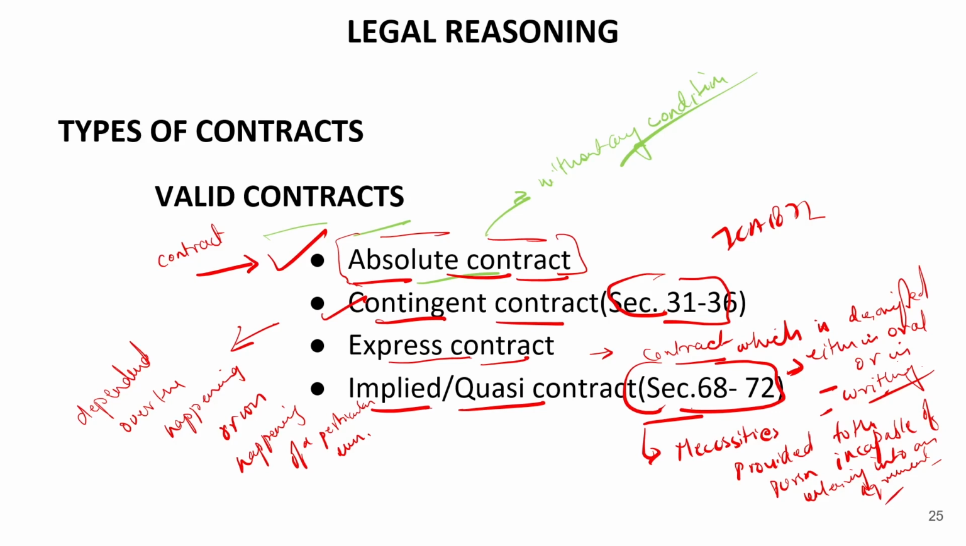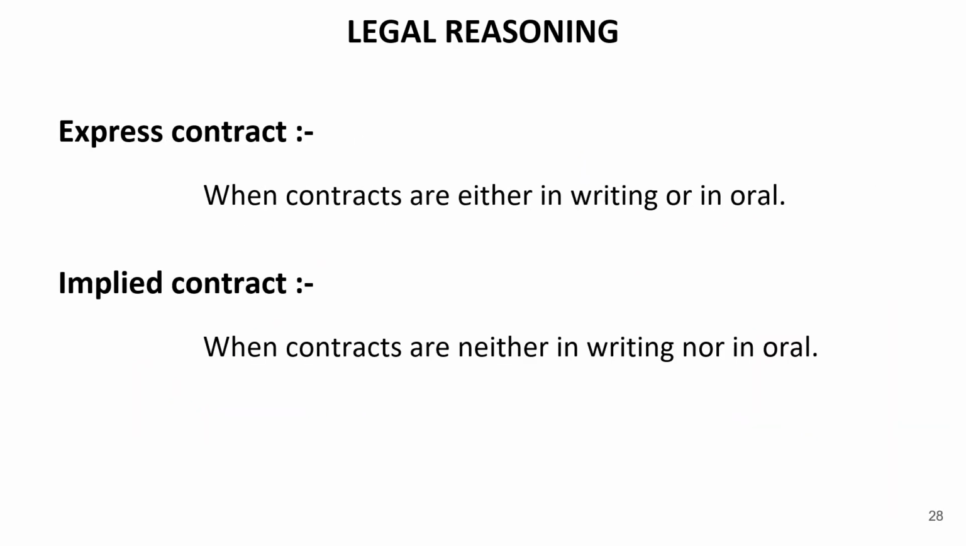An example can be: A supplies B, a lunatic, with necessities suitable for his condition in life. A is entitled to be reimbursed from B's property. So the reimbursement will either be given from the guardian's side, or if there is any property in the name of the minor or the person who is incapable of entering into a contract, then that person shall be compensated through that particular property.